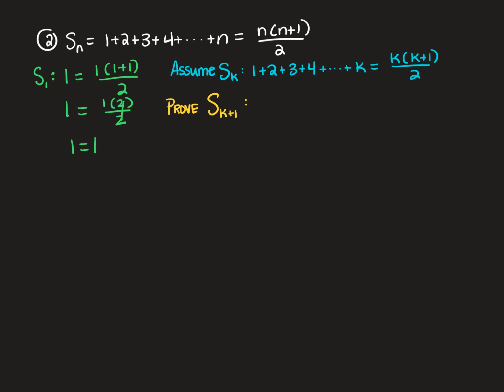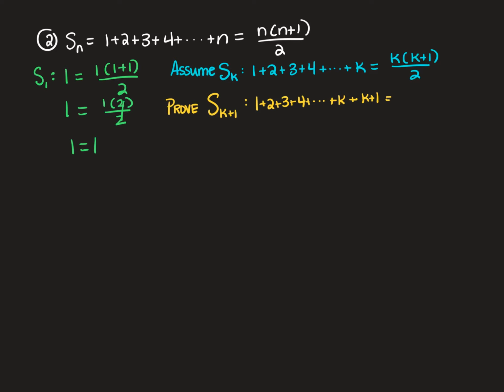So the S sub k plus 1 case means take that same sum all the way up to k, but now go one more term. So make that k plus 1. Basically, take whatever you have written here and add 1 to it.